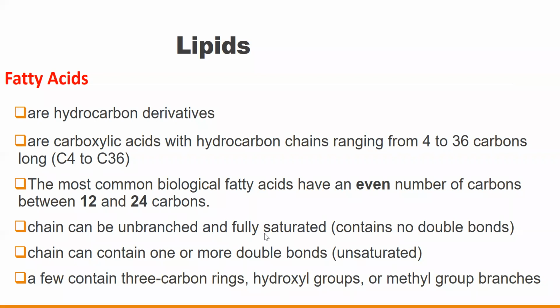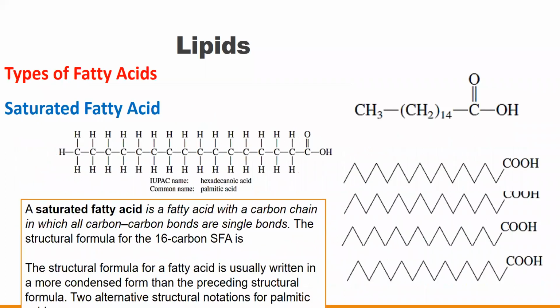When we say fully saturated, it means that in the hydrocarbon chain there are no double bonds. And when the chain contains one or more double bonds, we say that our fatty acids are unsaturated. Sometimes you also see three-carbon rings, hydroxyl groups, or methyl groups attached to it.